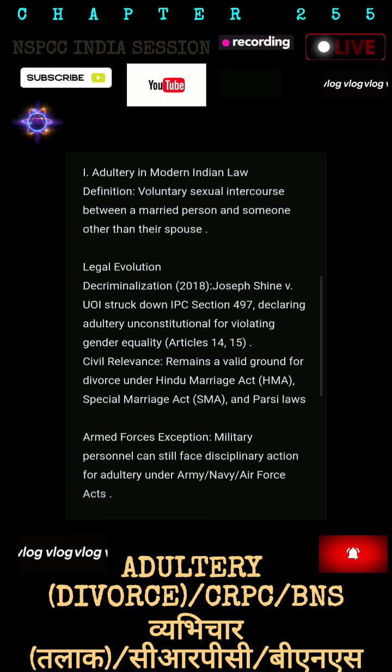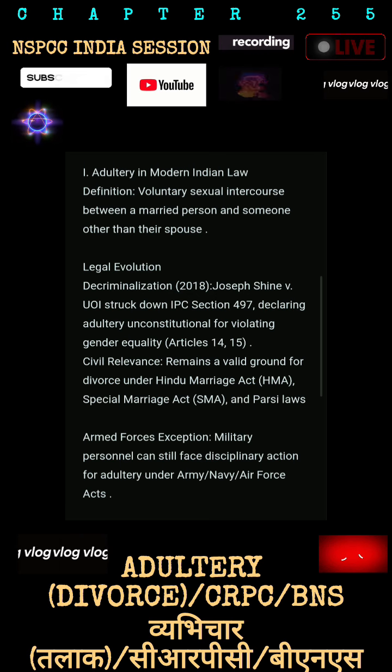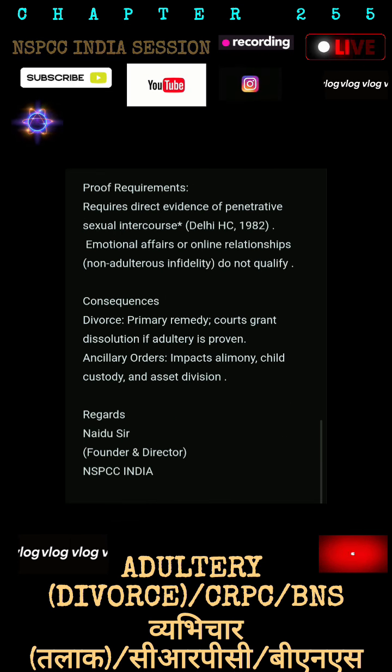Proof requirements: it requires direct evidence of penetrative sexual intercourse under a Delhi High Court judgment of 1982. Emotional affairs and online relationships will not be considered on this particular ground of adultery. Consequences: divorce is the primary remedy. The court grants dissolution if adultery is proven, along with ancillary orders like impacts on alimony, child custody, and asset division.